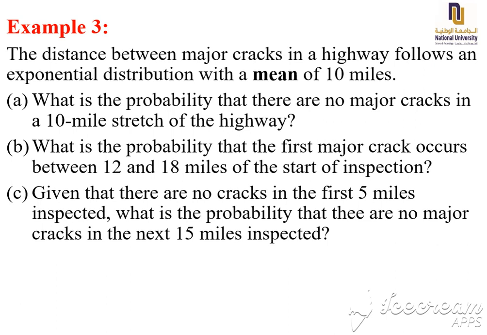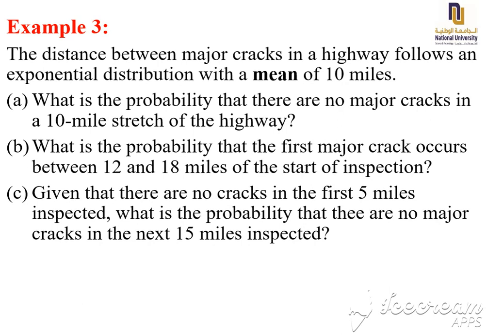I'm going to solve example 3 with you. The distance between major cracks can be modeled as an exponential distribution with a mean of 10 miles. So we know that on average the cracks appear in 10 miles of distance. What is the probability that there are no major cracks in a 10-mile stretch of highway?